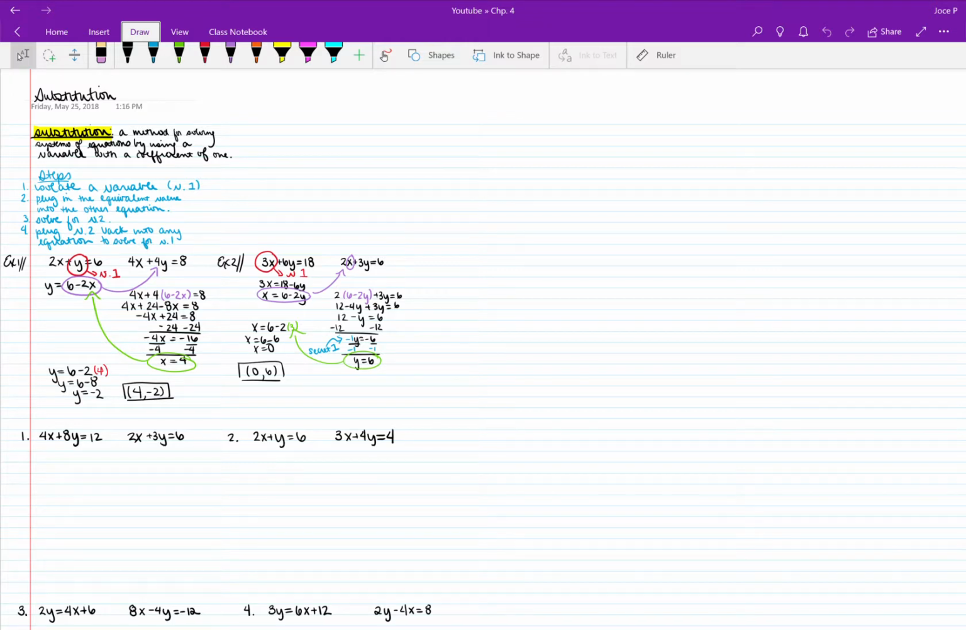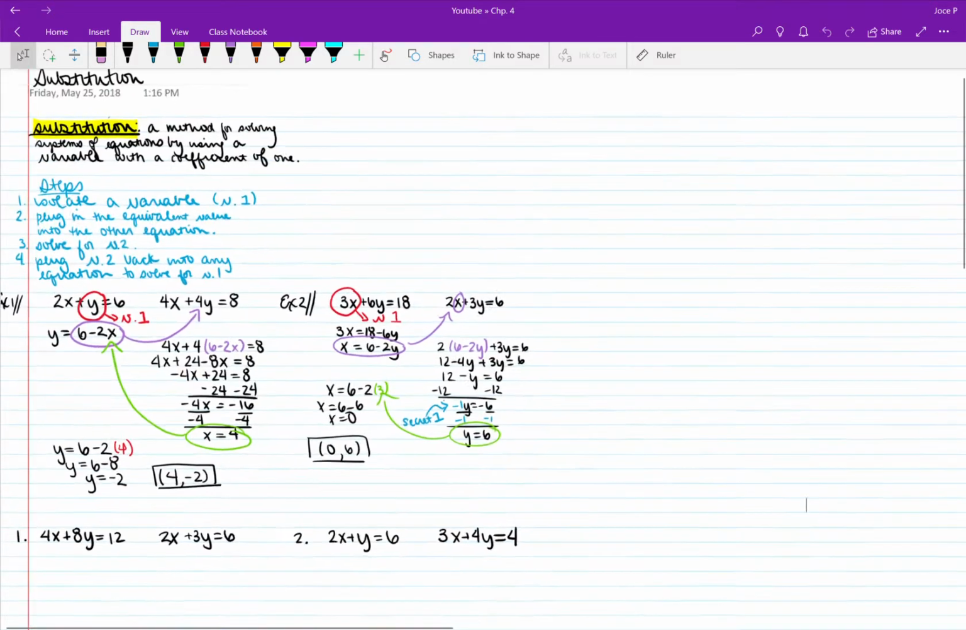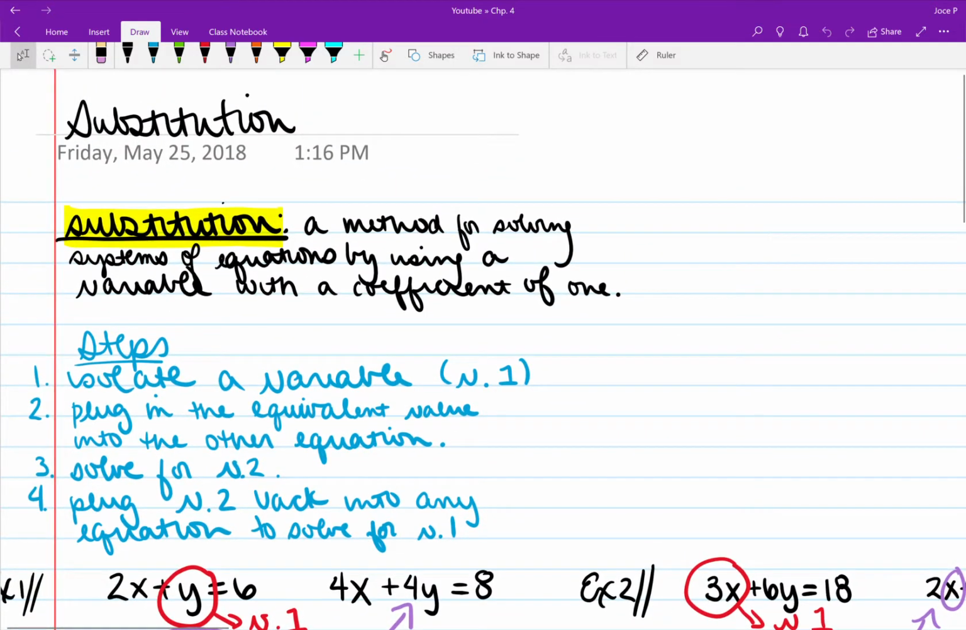Hello everybody, welcome back, and we're going to be continuing our discussion about systems of equations today by talking about how we're going to solve systems of equations without having to graph.